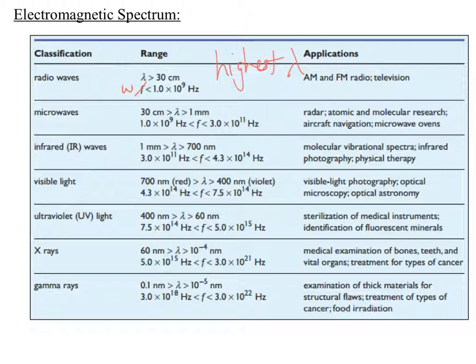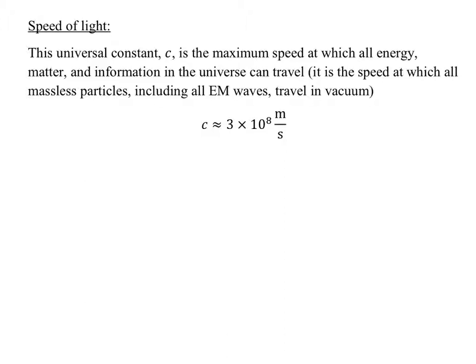Okay, so these are our applications of the EM spectrum. Let's see some of the math we're going to use. The first piece of math we're going to use is this constant here. This is a universal constant. It is the speed of all EM waves that travel in a vacuum. It's also known as the speed of light. Okay, the speed of light.